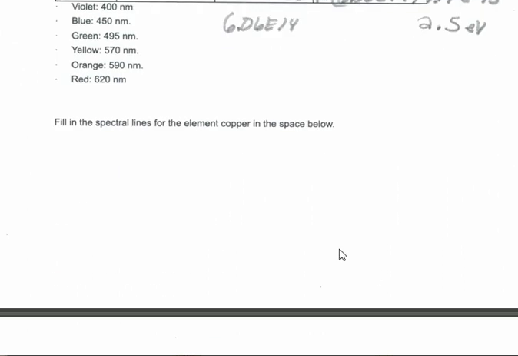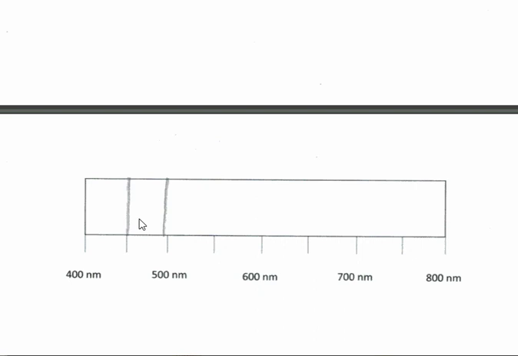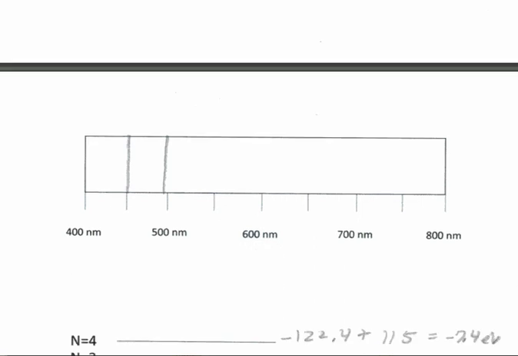Now it says fill in the spectral lines for copper. So what I did is I estimated about 450 and I drew a line, and I estimated 495 and I drew another line. So these are the two lines. This is the blue light and this is the green light on the spectral chart. In other words, if you were pretending to be looking through a spectroscope, what would the lines look like for copper? And that's what they would look like. That's not all the lines for copper though.